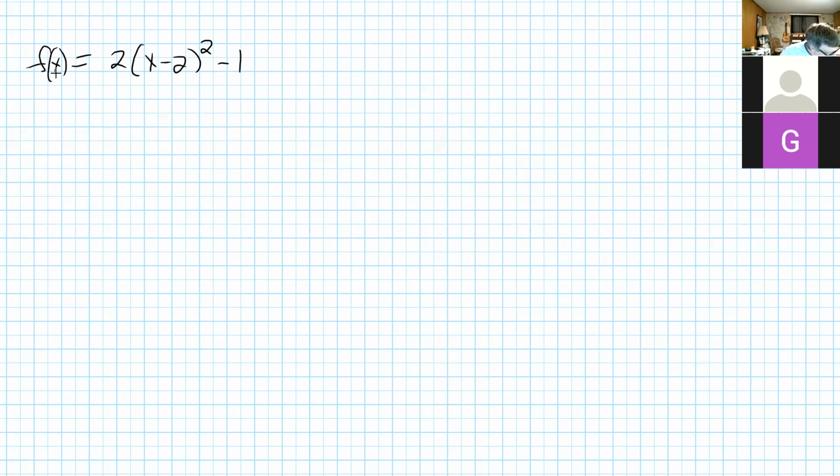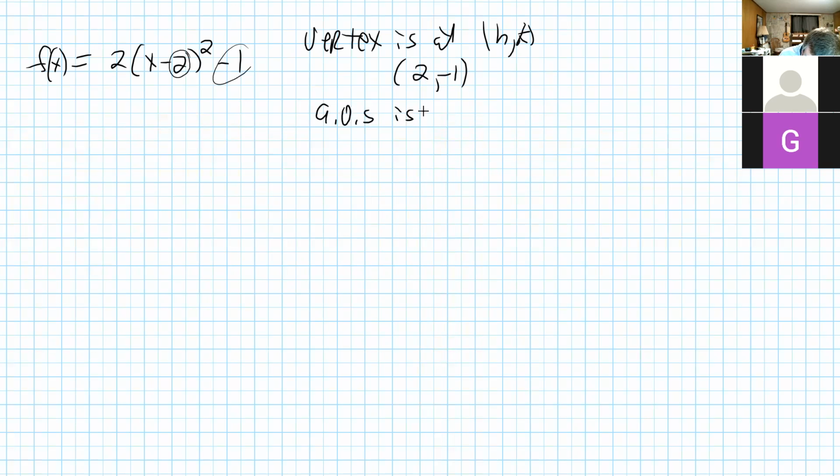F of x. Okay, so find the vertex and axis of symmetry. Do not graph it, but determine whether the graph will open upward or downward. The vertex is at (h, k), which would be (2, -1). The axis of symmetry is at x equals 2.